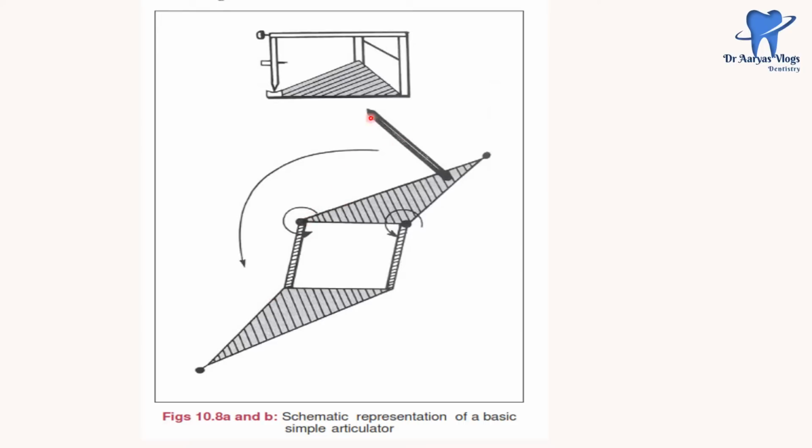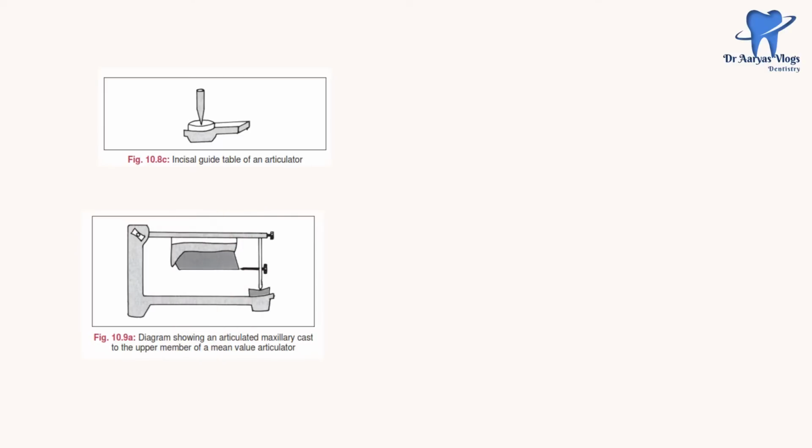This is the vertical rod, or incisal pin. It separates the upper and lower triangular components at the anterior edge. The vertical rod rests on the incisal table of the lower member, also known as the incisal guide table. So this is the structure of an articulator. This is the incisal guide table.